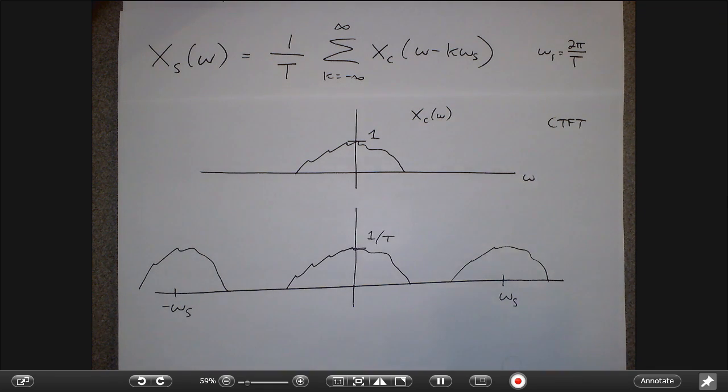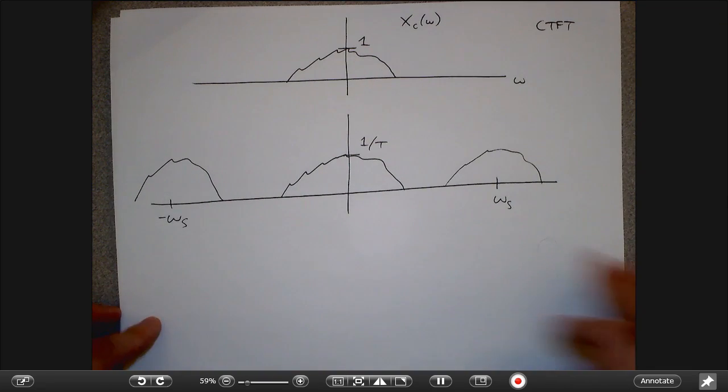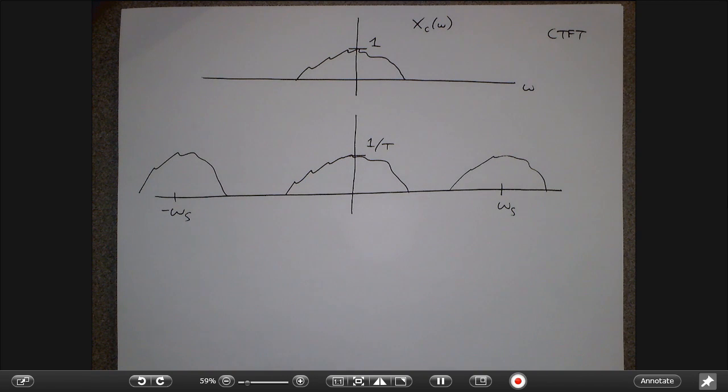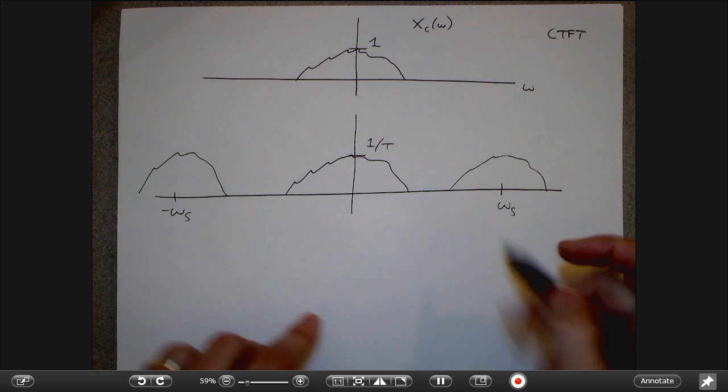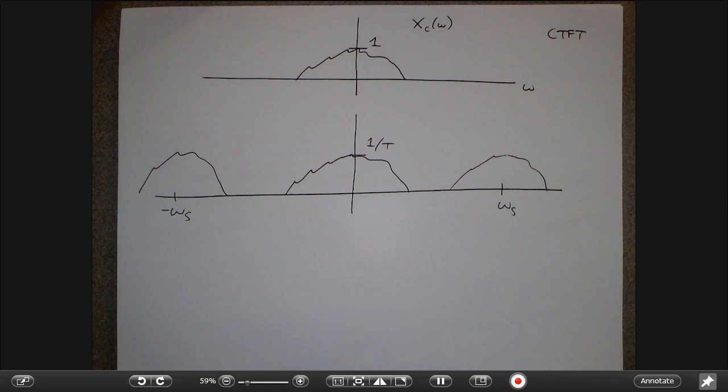And the upshot of last time was that, as long as I sample fast enough, the copies don't overlap, right? If the copies do overlap, that means I have aliasing. So hopefully it was easy to understand where aliasing comes from in the frequency domain. When I don't sample fast enough, this omega s is too close to the middle copy and things start to bleed into the middle, right?